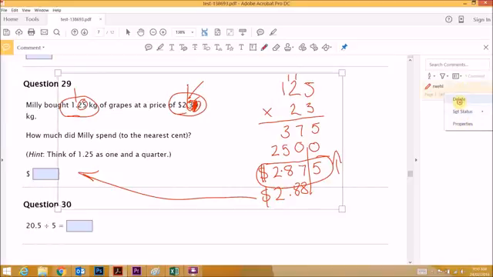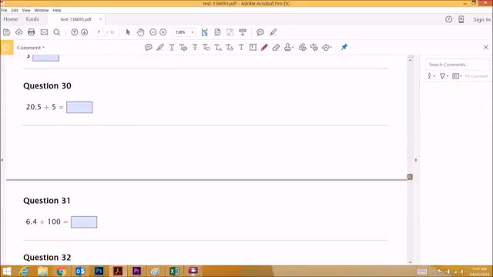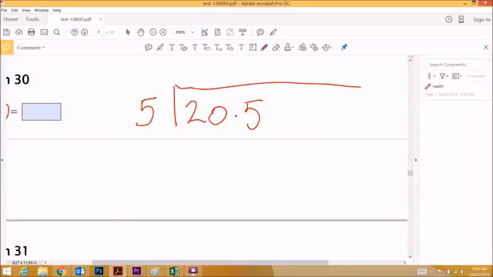Question 30. 20.5 divided by 5. Because our divisor is a whole number, we can just do a division. So 20.5 divided by 5. 5 goes into 2 0 times, goes into 20 4 times. Our decimal always stays in the same place with division. 5 goes into 5 once. So our answer there is 4.1.